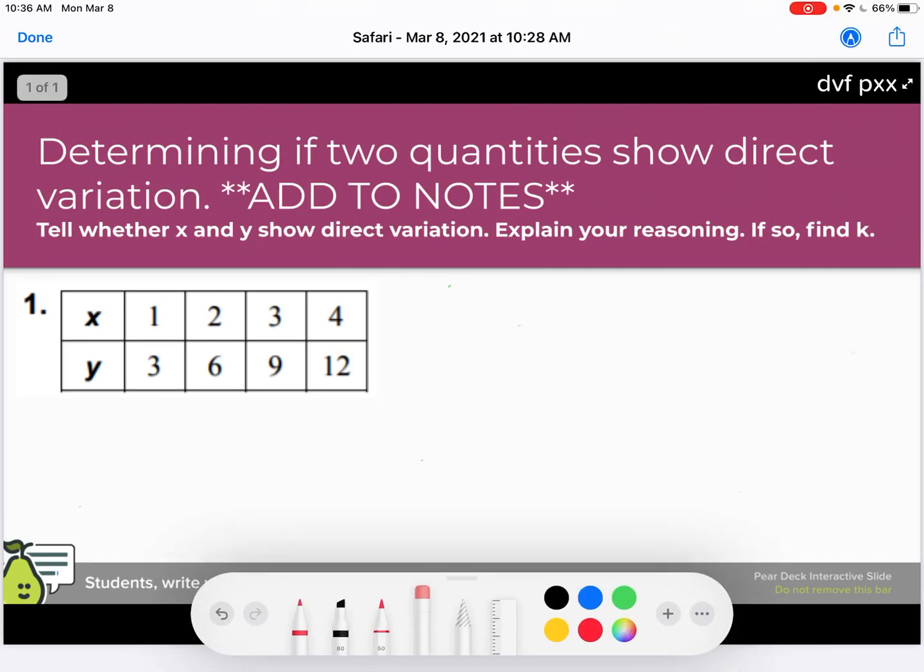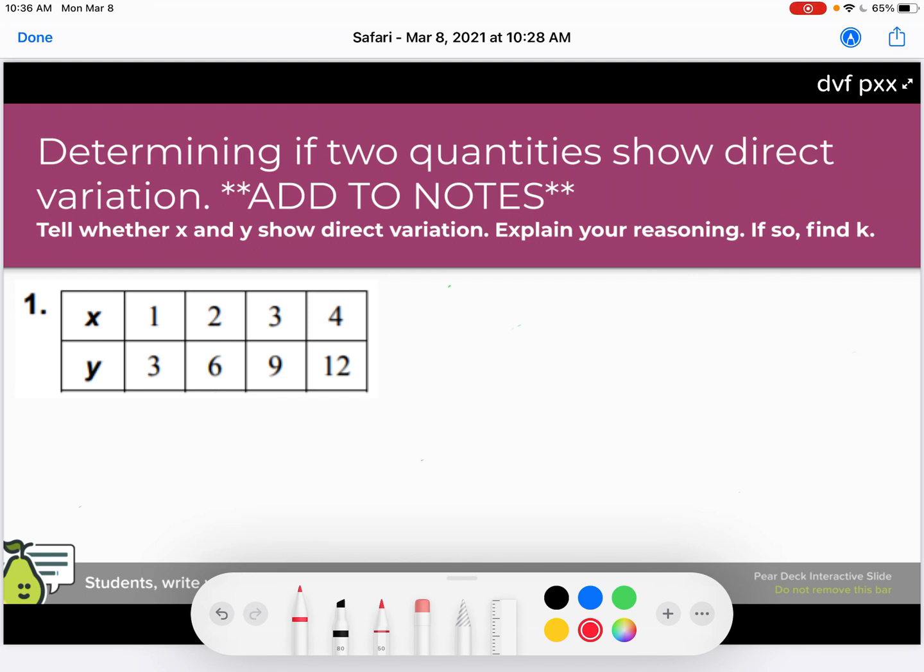Let's talk about direct variation. So in this question, we're asked to determine if two quantities show direct variation. In class, we talked about how to do this, but once again, I want to remind you what direct variation is. Direct variation simply describes the relationship between two variables.